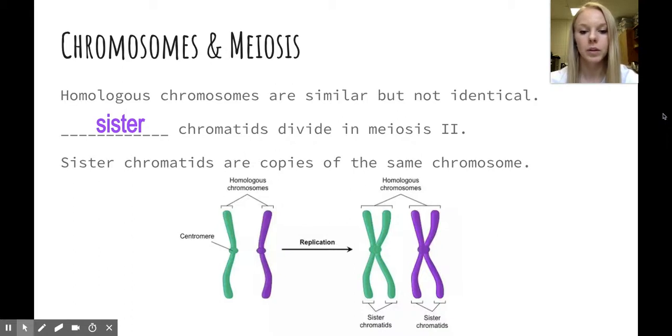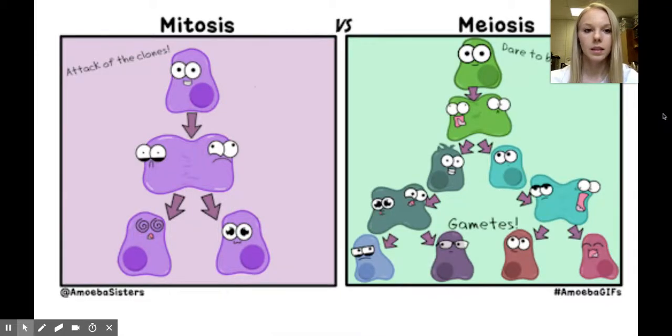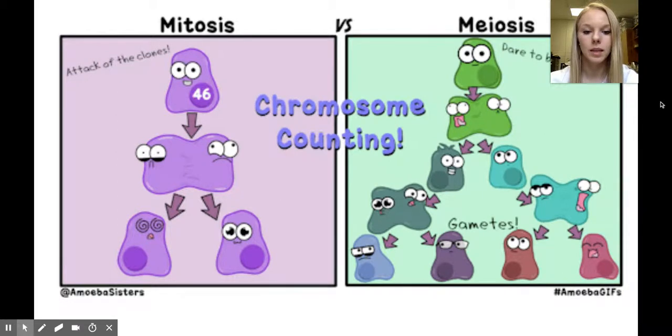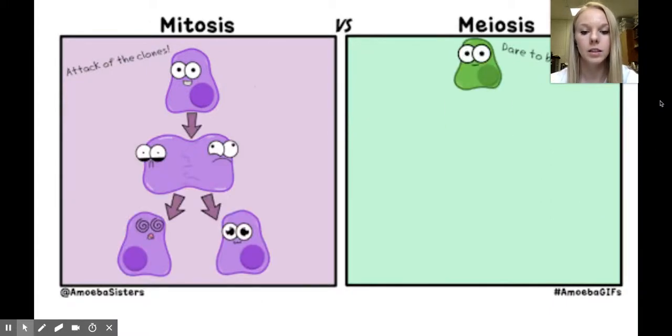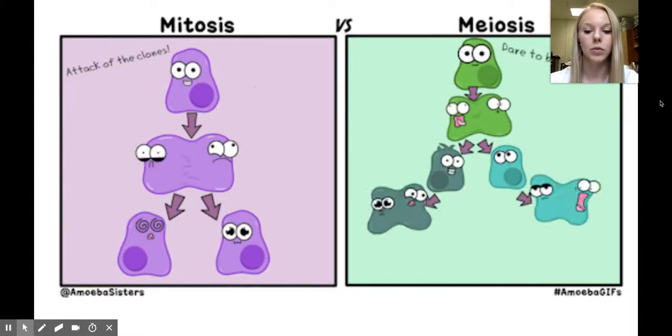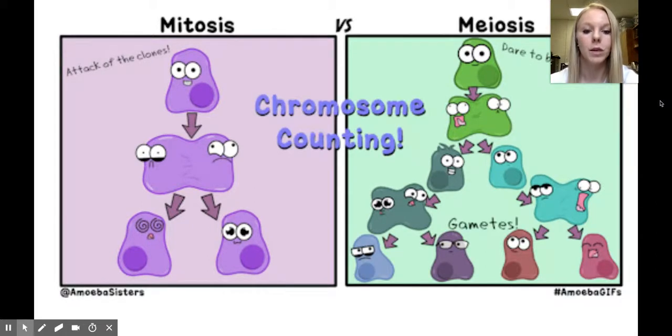It's important to know that homologous chromosomes are similar but not identical, and sister chromatids are copies of the same chromosome. Your third keyword is cells. This GIF shows how mitosis and meiosis differ from each other. Mitosis leaves cells with identical daughter cells, while meiosis creates genetically unique daughter cells with only 23 chromosomes instead of 46.